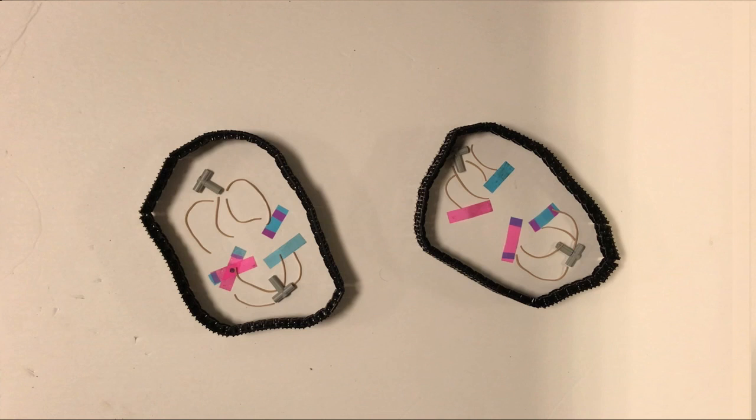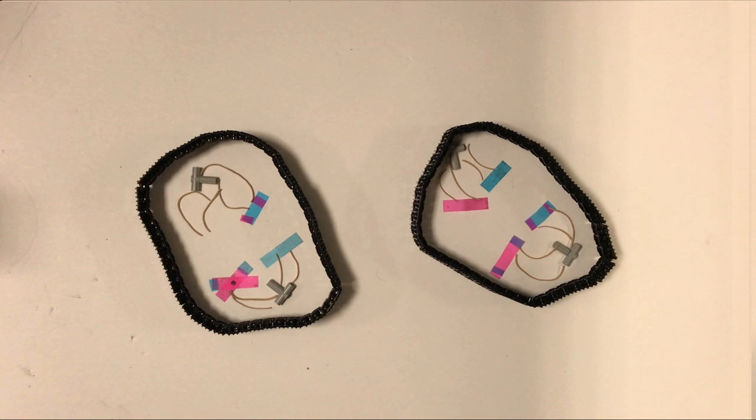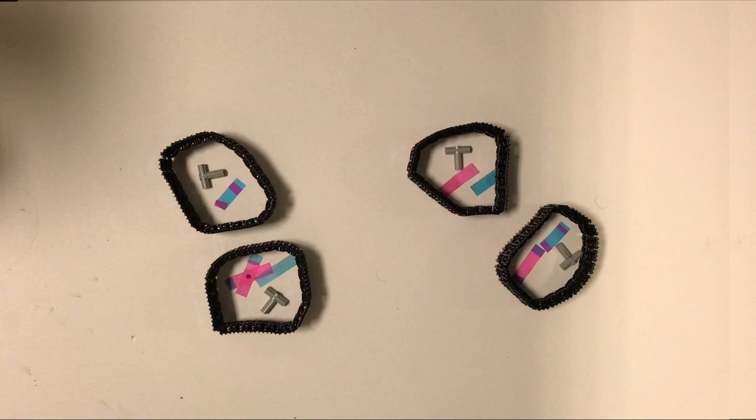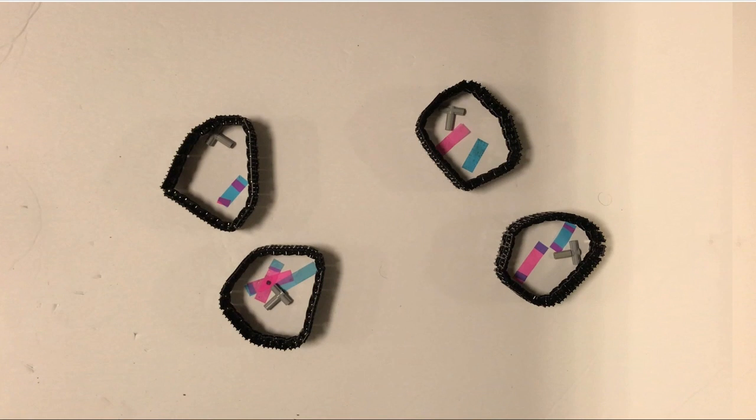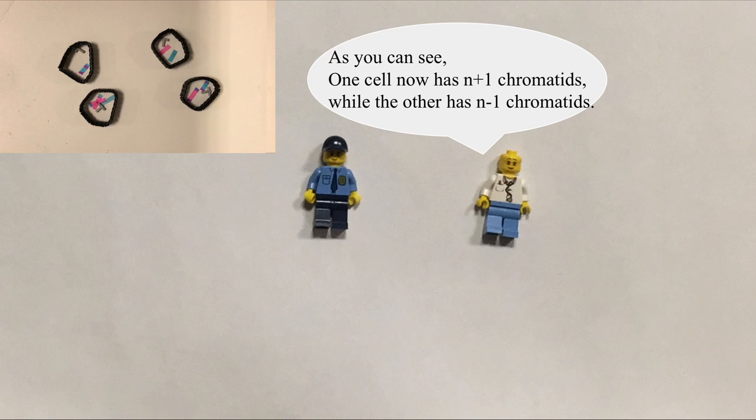As you can see, a full chromosome is pulled on to one pole of the cell on the left, causing the 4 haploid cells to have different amounts of information. We end up with one cell having n+1 chromatids, while the other has n-1 chromatids. This is called aneuploidy.